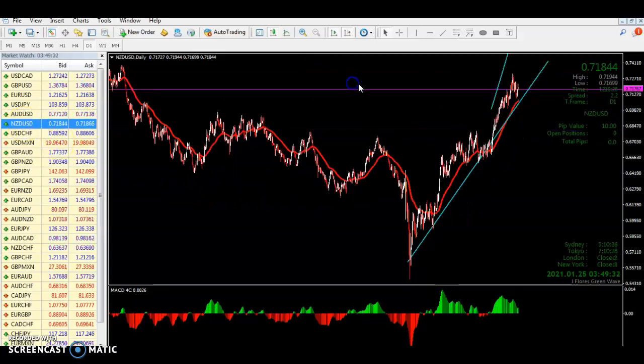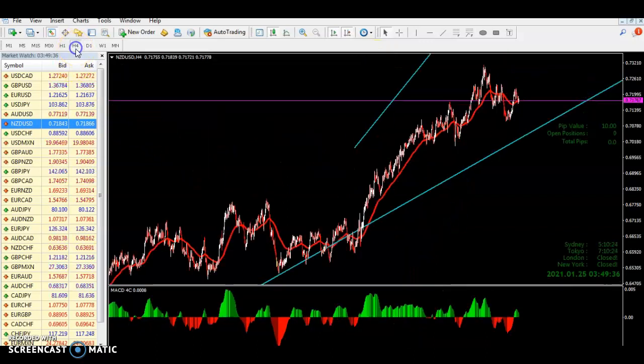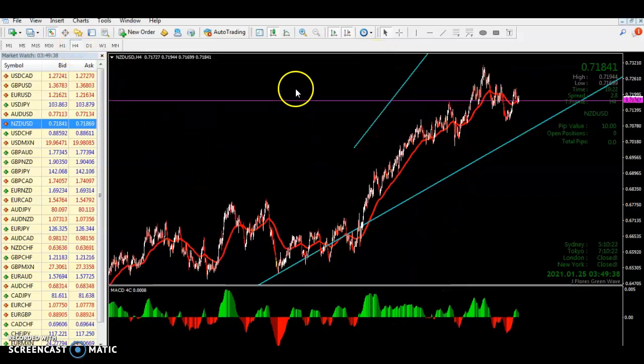Also, NZD USD, let's go to the 4 hour. Okay, on the 4 hour, this is a little more tricky, but I will go from here to here. It's doing the same thing also.